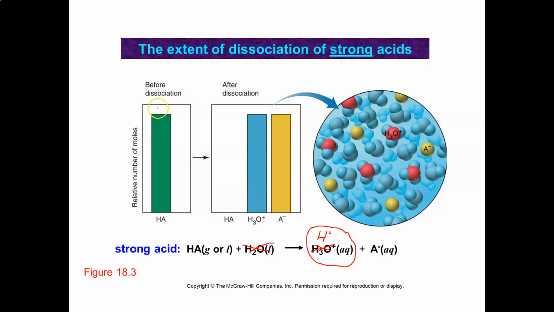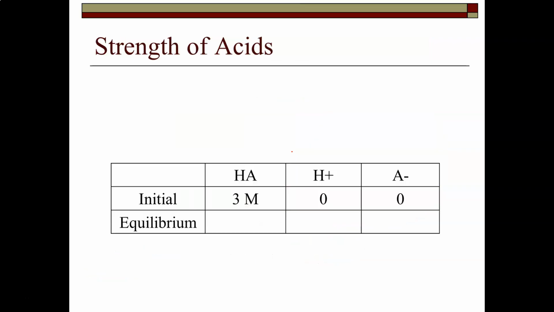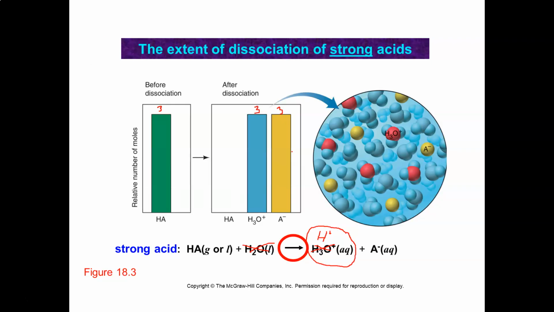So if we had 3 moles of HA, at the end after dissociation, 3 moles of H+, 3 moles of A-. Note the full arrow to the right, the full yield sign, because we went completely to the right, full dissociation, so you should be familiar with that for strong acids. All right, you won't see the equilibrium sign there.